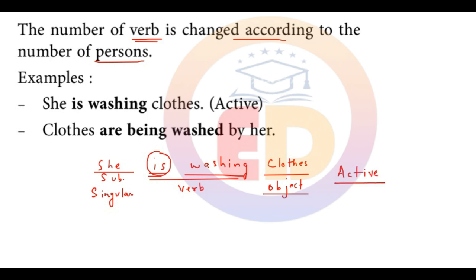Now when I convert it into passive voice, object will become subject. पैसिव वॉइस में सबसे पहले हम लिखेंगे क्लोथ्स. Now clothes is subject which is in the plural form, and since now our subject of the sentence is in plural form, we have to use the helping verb which is in the plural form. तो हमारा is चेंज हो जाएगा R में.